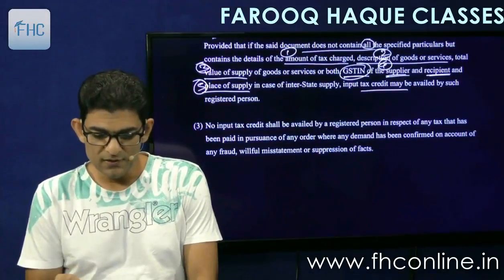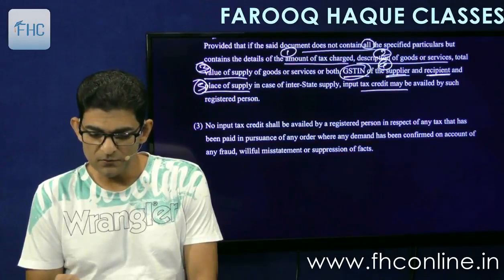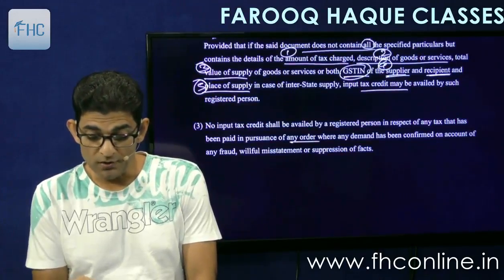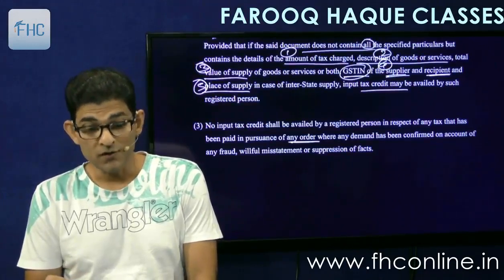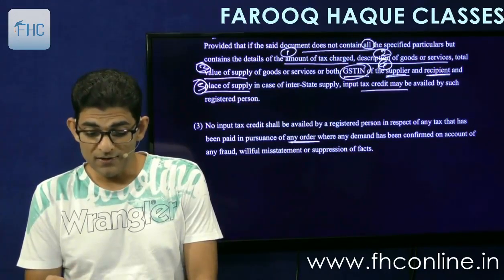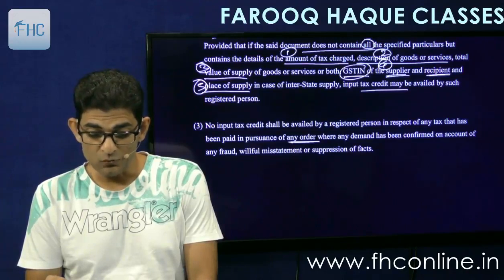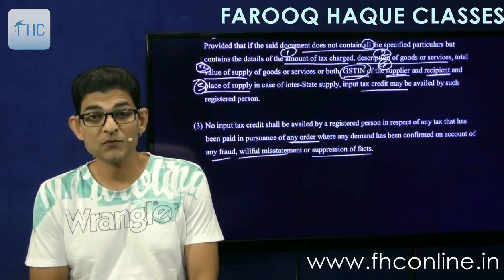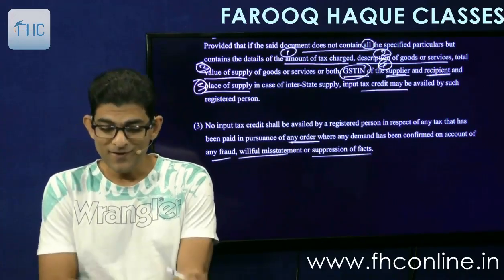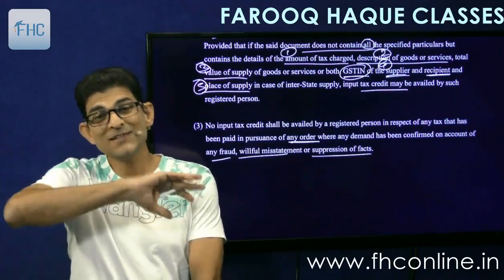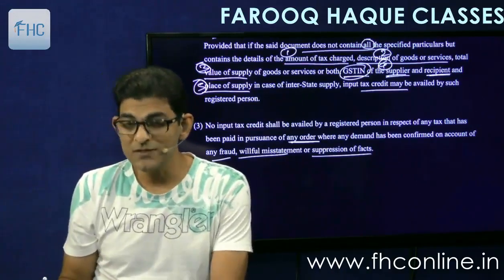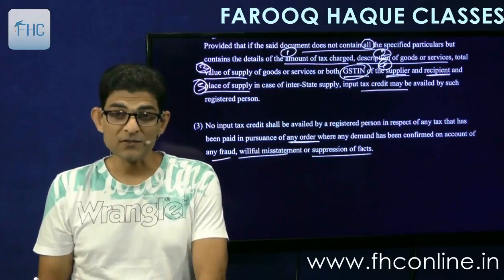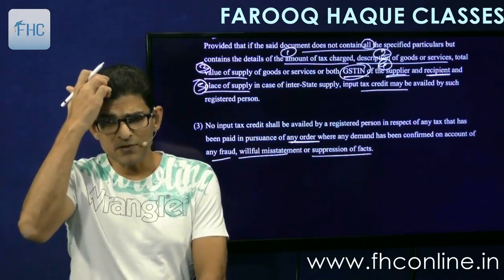No input tax credit shall be availed by a registered person in respect of any tax that has been paid in pursuance of an order where any demand has been confirmed on account of fraud, willful misstatement or suppression of facts. Now what happens here, we'll see these sections, section 73 and section 74, later on in the second module in the chapter of recovery of tax, but I'll explain it in brief here.